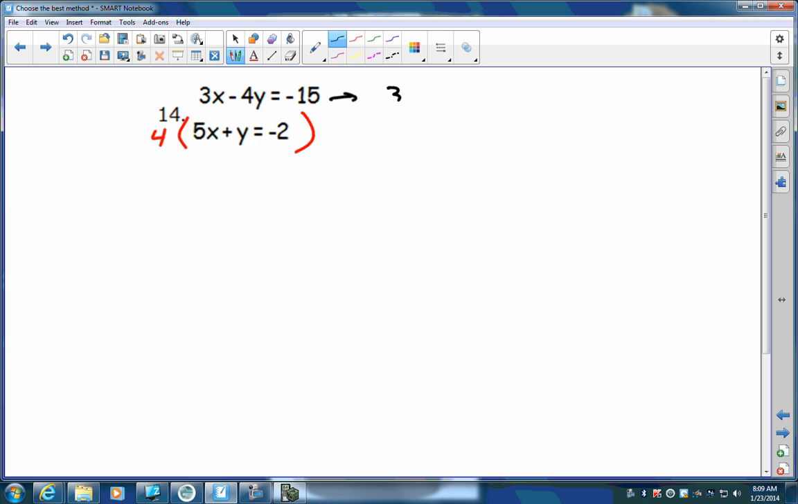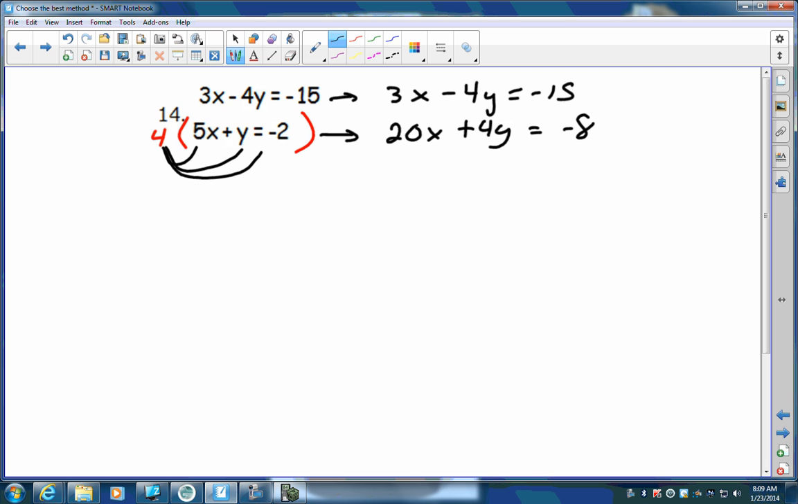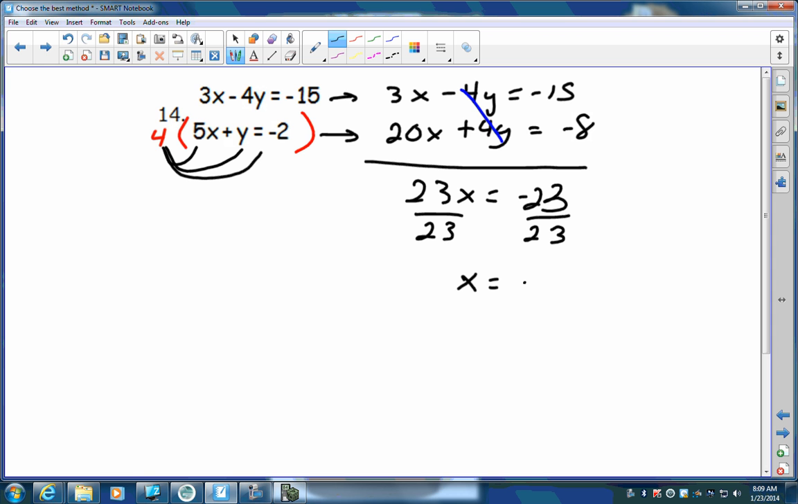So I'm going to draw out here. One of the reasons I see people making mistakes is that they try and put all their work together in all kinds of crazy places. I try and write it out to the side to keep mine organized. 4 times 5 is 20x. 4 times y is plus 4y. 4 times negative 2 is negative 8. Now my y's cancel. I get 23x equals negative 23. Divide by 23. X equals negative 1.